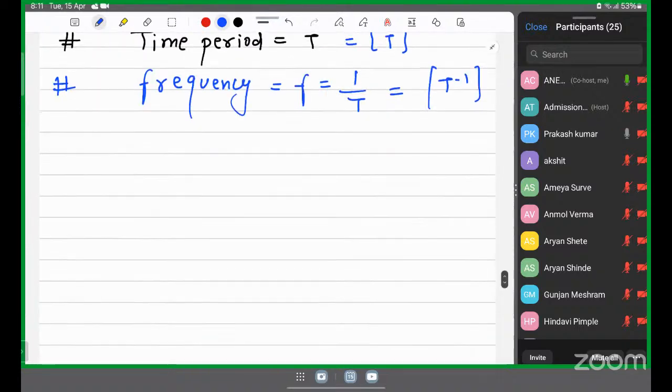Then we have angular velocity omega, which is theta by T. What will be the dimension of theta? Anyone? Dimension of theta? Theta is angle. Could anyone tell me dimension of angle? No one.